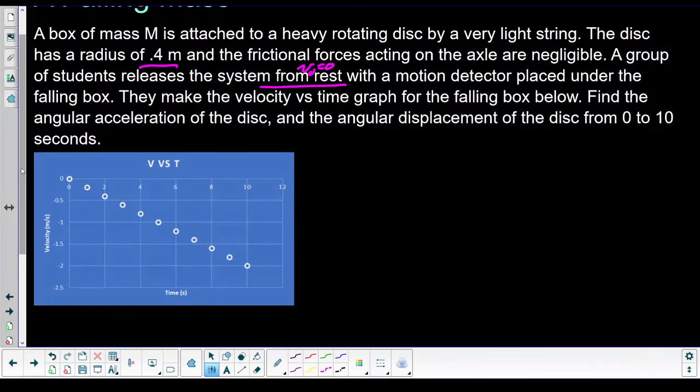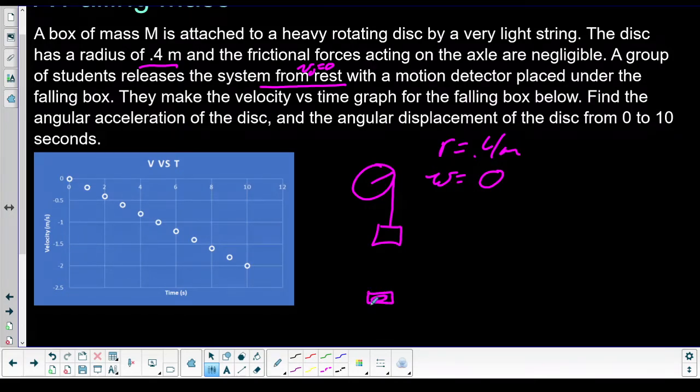Okay, so here's what we have. We have a disk, its radius is 0.4 meters. Its initial angular velocity is 0 because the system starts at rest. And then we've got a box attached to it, falling, and then there is a motion detector placed underneath this. So this velocity is for the falling box.